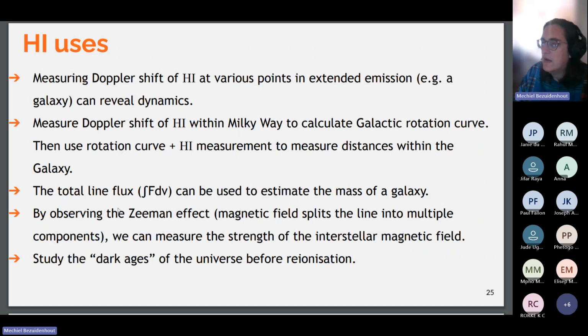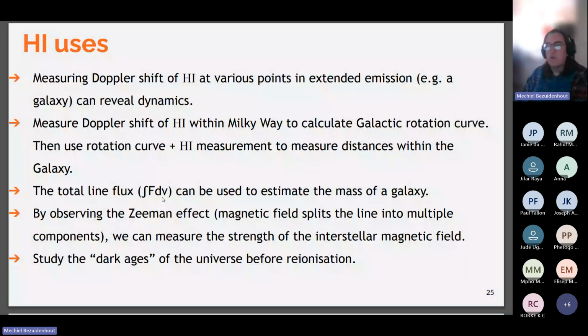We can also observe the Zeeman effect, and that's the result of magnetic fields that split the H1 line up into multiple components. So it splits the line into different frequencies as a result of some quantum effect. And by observing that Zeeman splitting, we can measure the strength of the magnetic field. So you can build up a picture of how strong the interstellar magnetic field is at different regions.